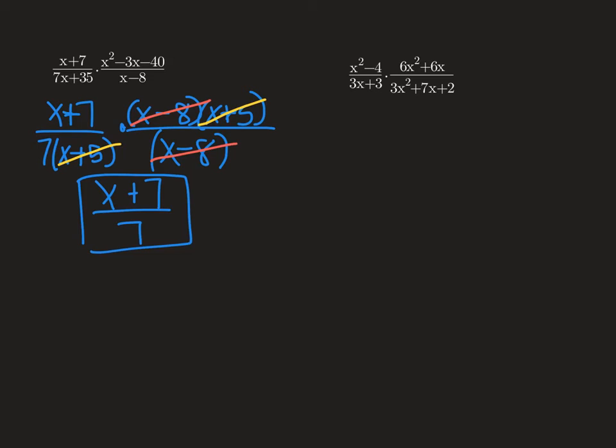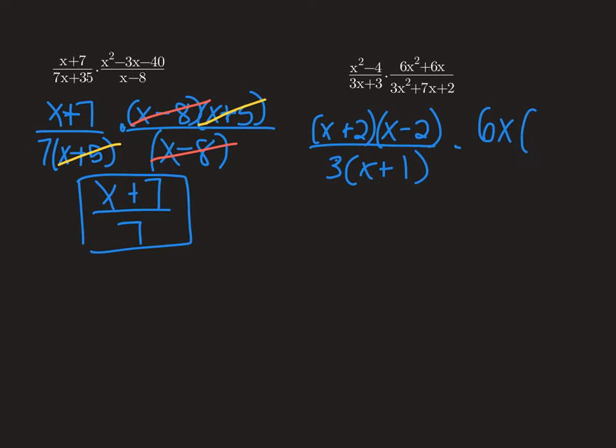So let's start with the x squared minus 4. If that's the difference of two squares, I know I have x plus 2 times x minus 2. And then the denominator, I get 3 and an x plus 3. Oh, no, I don't. I get x plus 1. Great. Now I'm going to factor the top. And in the top, what I see is a greatest common factor of 6x. And it leaves me with an x plus a 1.